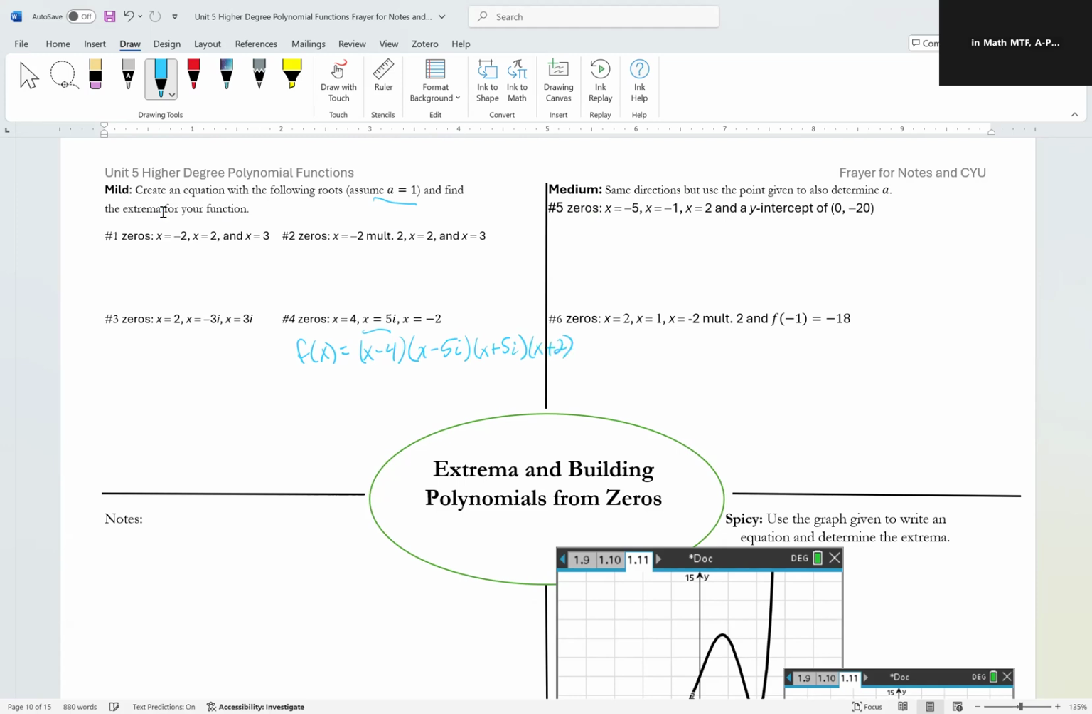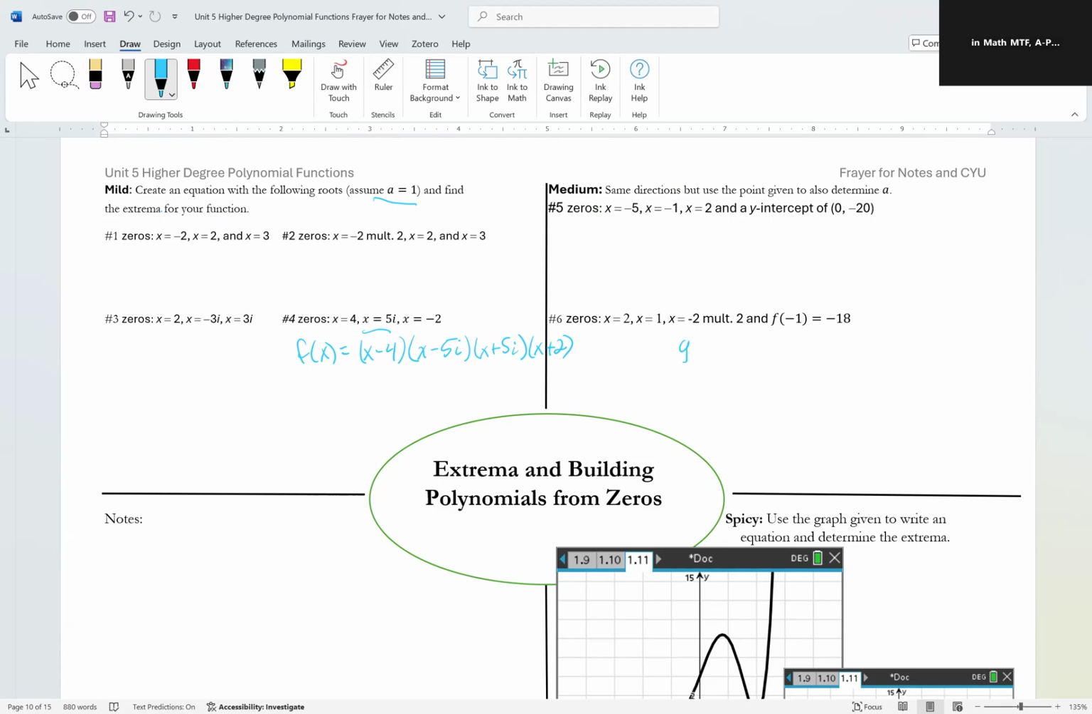You can convert that to a standard form. To find the extrema, you definitely have to graph it. So I'll graph that in a second. The one thing I want to focus on really quickly is something like number 6, right?